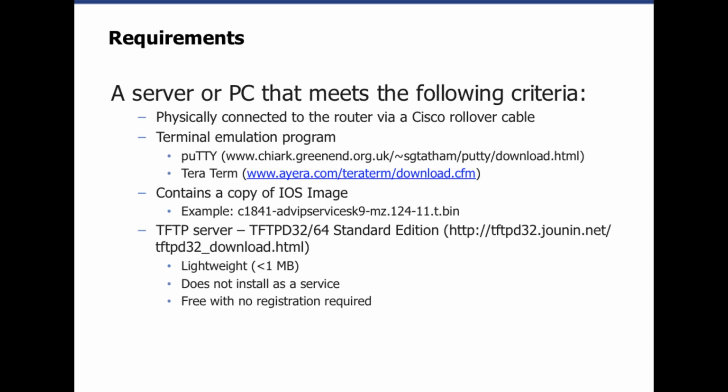Since we're running an 1841 router, we want the 1841 iOS with the Advanced IP Services feature set on it. And last but not least, we need a TFTP server. And I recommend TFTPD32 or 64-bit standard edition. 32 or 64 is just simply going to depend on your operating system architecture. And in our case, we're going to be using TFTPD32 just because it's compatible with, let's say we only have access to a 32-bit machine, having TFTPD32 is the safe bet.